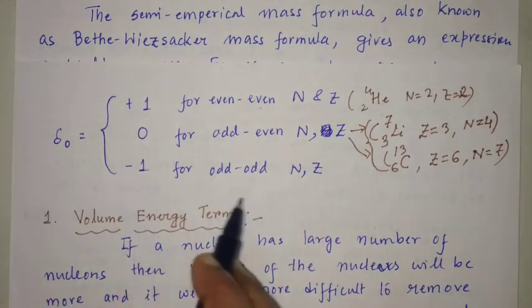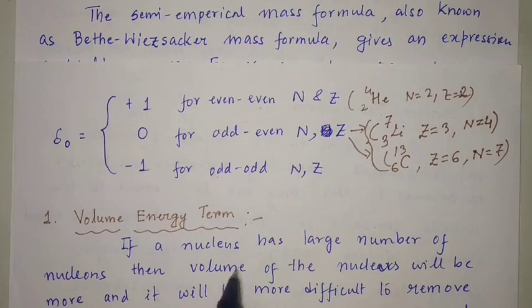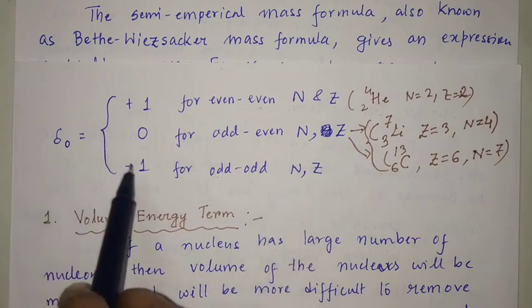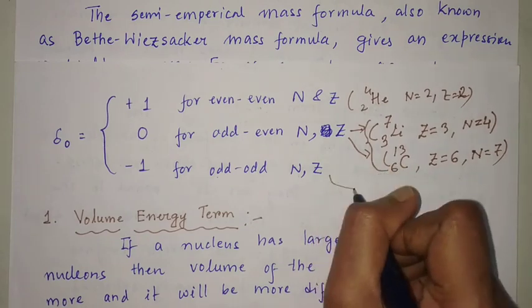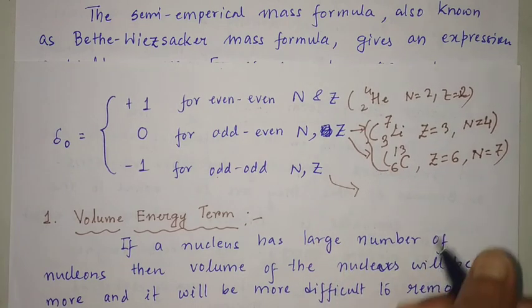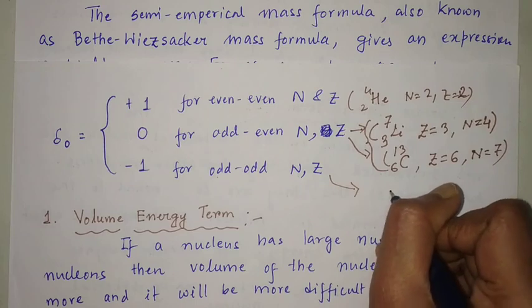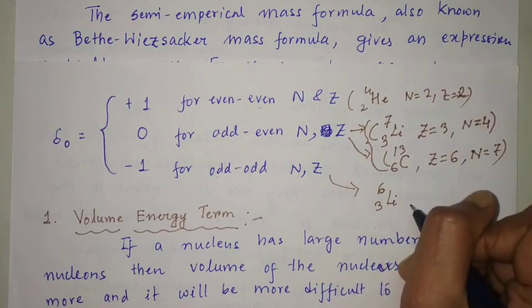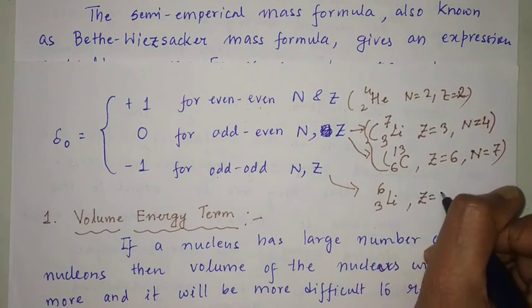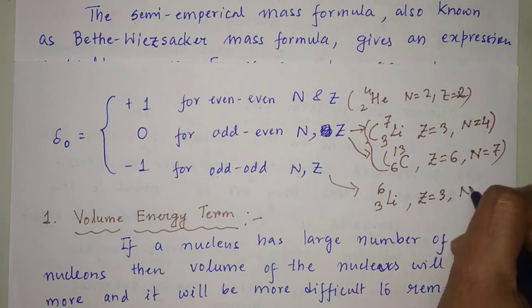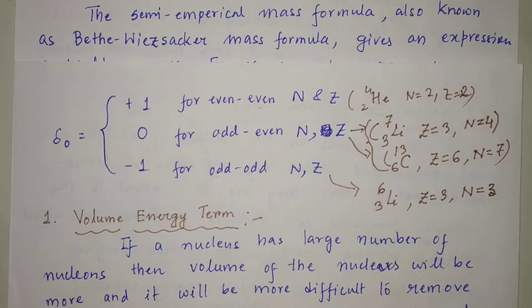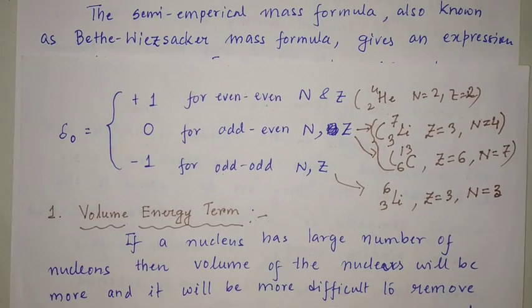delta_0 is 0. And for odd-odd nuclei, where both the neutron number and proton number are odd, delta_0 is minus 1. One example is another nuclide of lithium, lithium-6, where proton number is 3, odd, and neutron number is also 3, odd. For such a nuclide where both proton and neutron numbers are odd, delta_0 is minus 1.